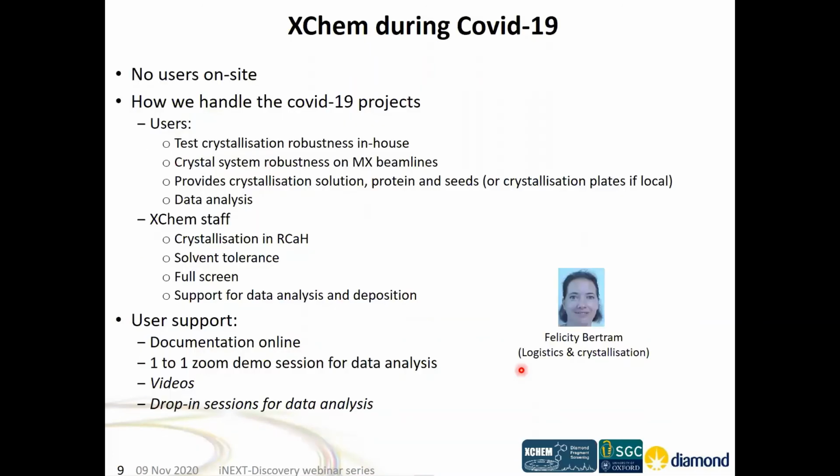Of course, during the COVID time, we couldn't do all that we used to do, mostly because we couldn't get any users on site. So the way we mostly handle COVID projects right now is that we would ask you to double check the robustness of your crystal system in-house and on other MX beamlines if you need X-ray feedback. Then you would provide us the crystallization solutions and all the things that we need to crystallize your protein on site, or you provide us the crystallization plates if you're local.